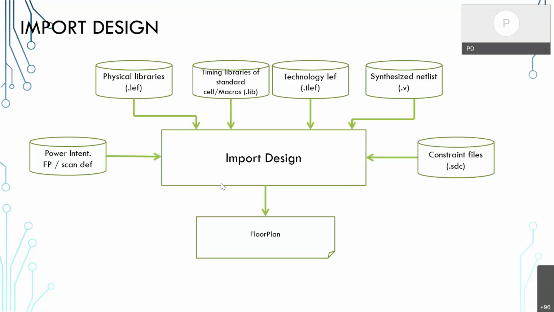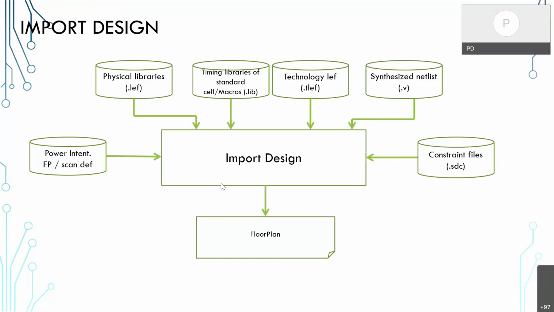FP here means the floor plan detail, which we'll be seeing later. Then SCANDEF has the scan chain related details. All these are optional; based on our requirement, they will be used in our design. So these are all the basic inputs that we need while starting the physical design flow.